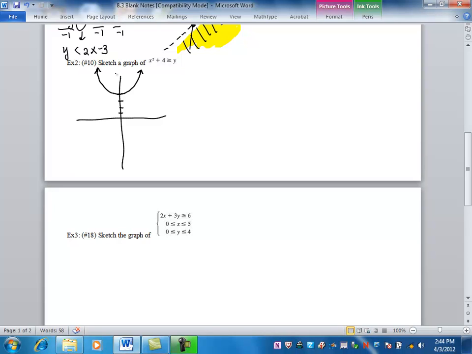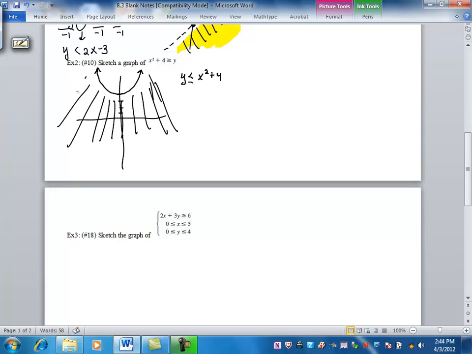Now, we need to be careful how we read this. This says x squared plus 4 is greater than or equal to y. What this means is y is less than or equal to x squared plus 4. And so all of our y points have to be less than or equal to the y points along this graph, which means that we are going to be shading in this region, everything that falls below the parabola.